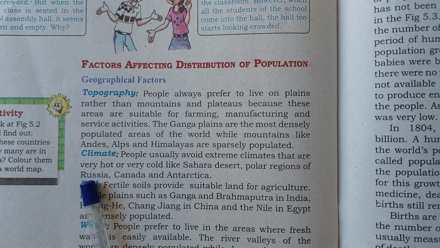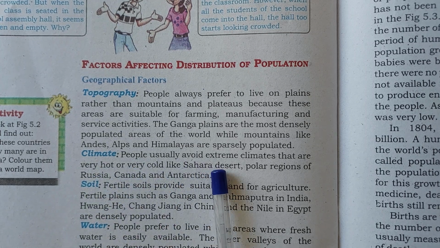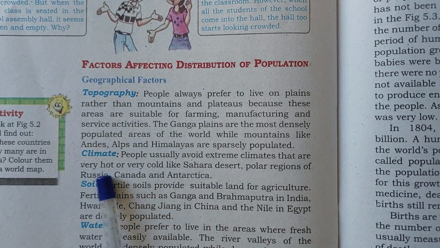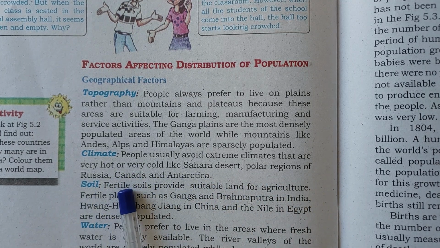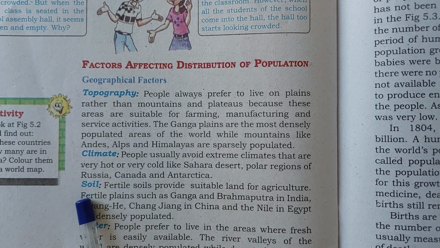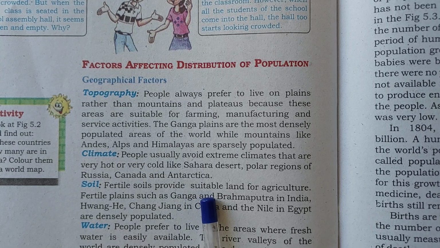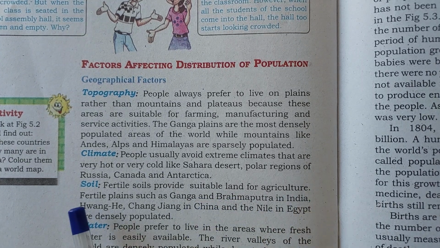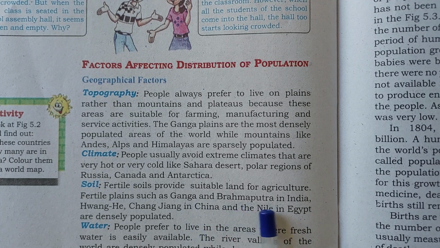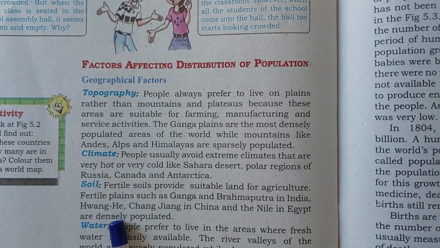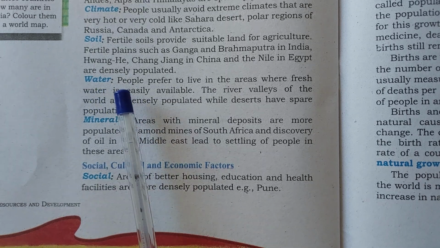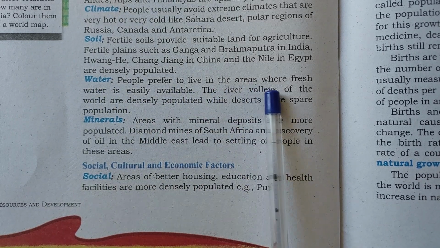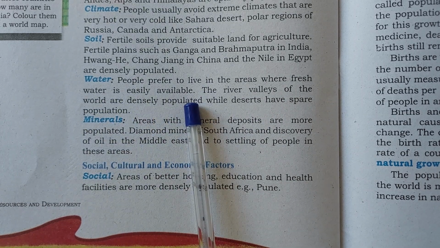sparsely populated. Climate. People usually avoid extreme climates that are very hot or very cold like Sahara Desert, polar regions of Russia, Canada, and Antarctica. Soil. Fertile soils provide suitable land for agriculture. Fertile plains such as Ganga and Brahmaputra in India, Huanghe, Shangjiang in China, and the Nile in Egypt are densely populated. Water. People prefer to live in the areas where fresh water is easily available.